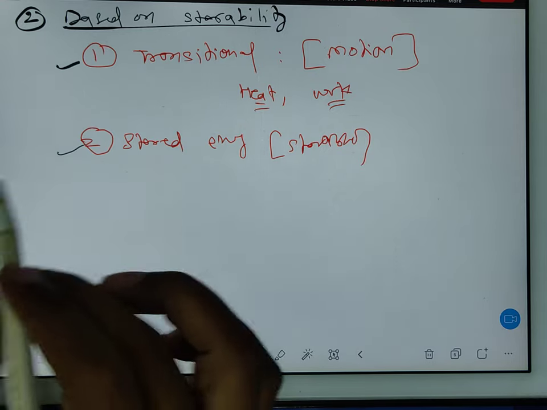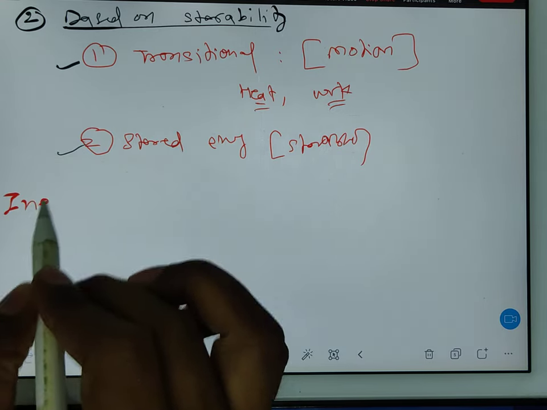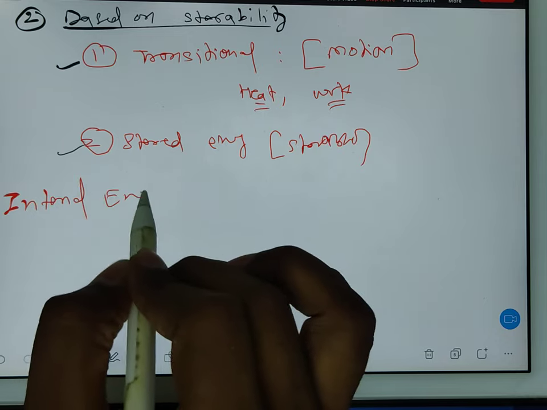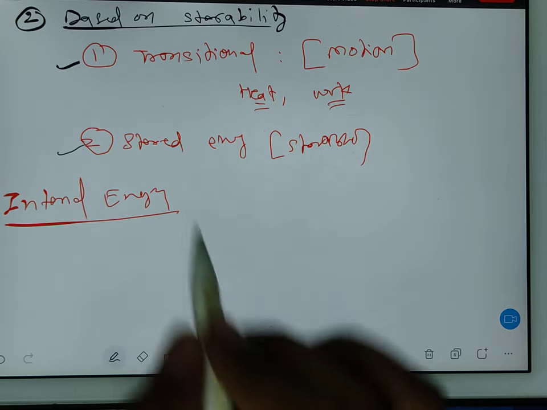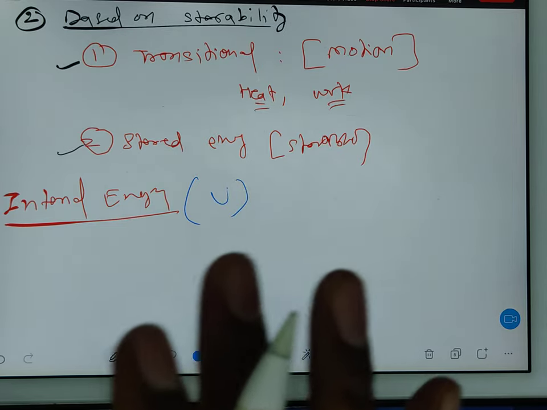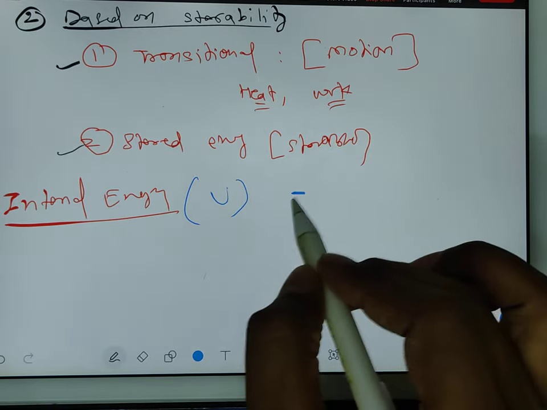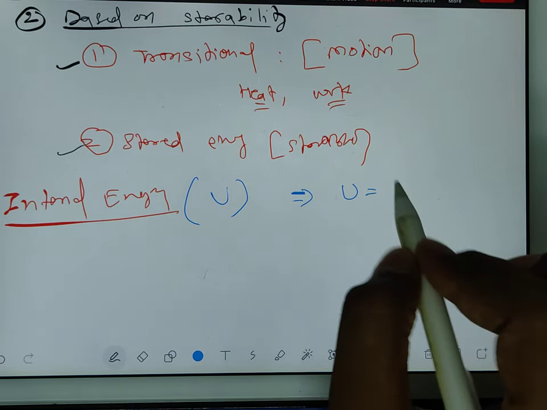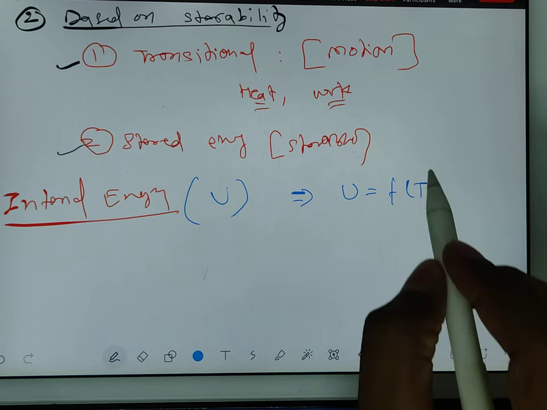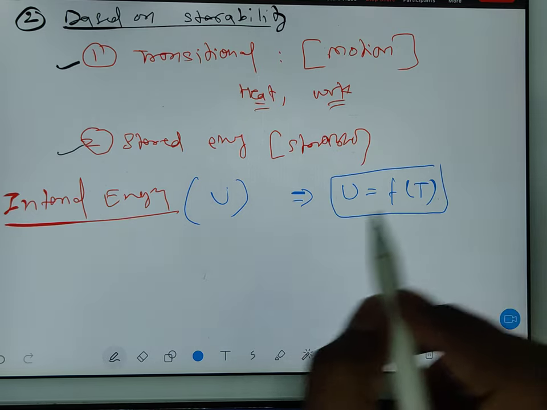Now we are going to discuss another form of energy, that is internal energy. Very important, because internal energy we are going to discuss in detail. So first of all, the first point you should know, internal energy is a function of temperature. In molecules, internal energy used to be present. So first thing, it is a function of temperature.